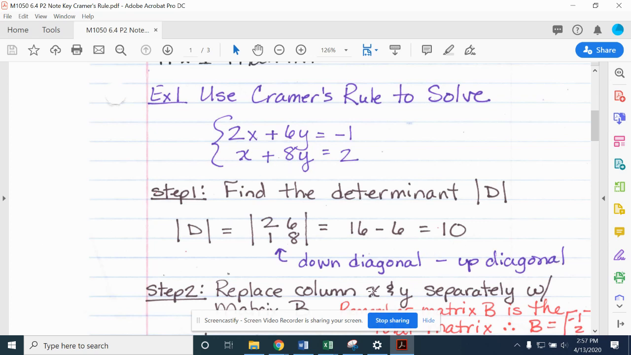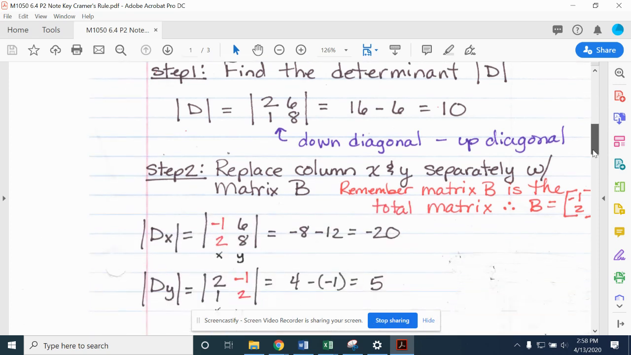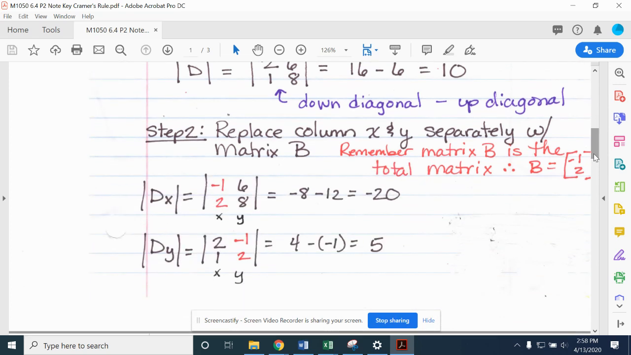Let's start off. We're going to take the coefficients of the x column and the y column and put them in as a determinant, again a 2 by 2. To find its overall determinant, it is down diagonal minus up diagonal. And we get 10 as the overall determinant for the system. Then the next thing we're going to do is replace each column, X and Y, separately with what is called matrix B.